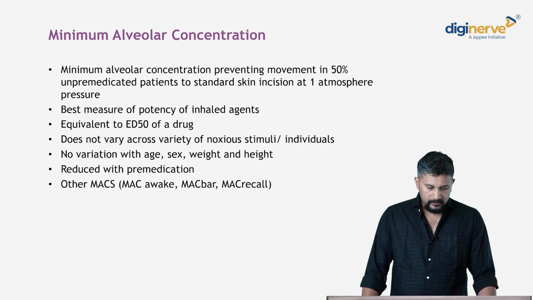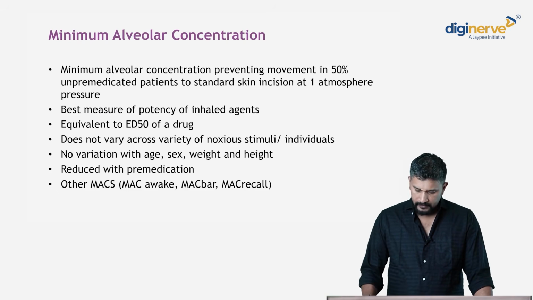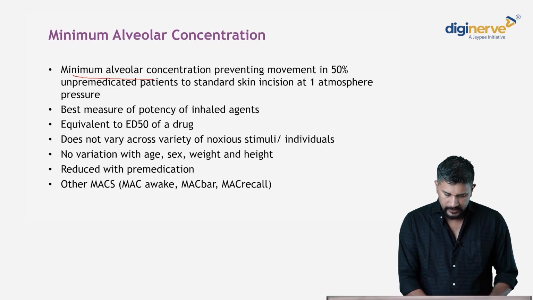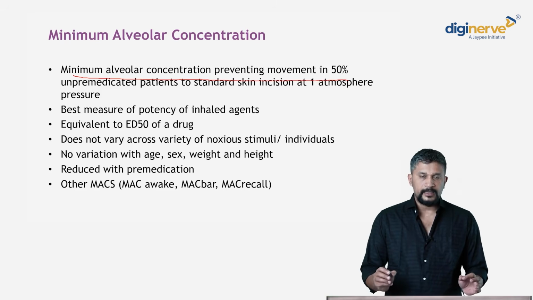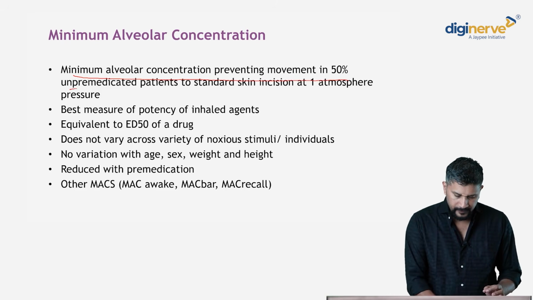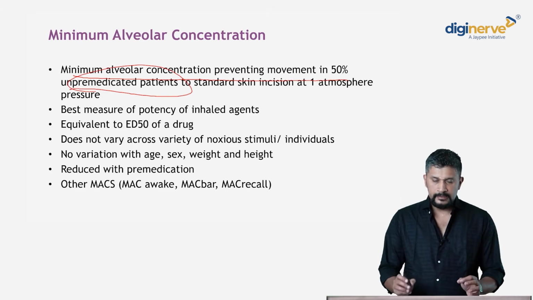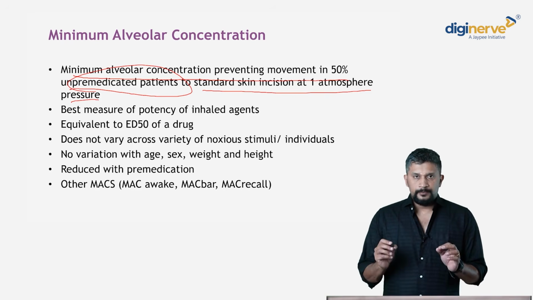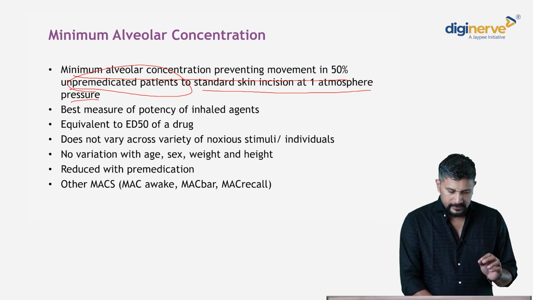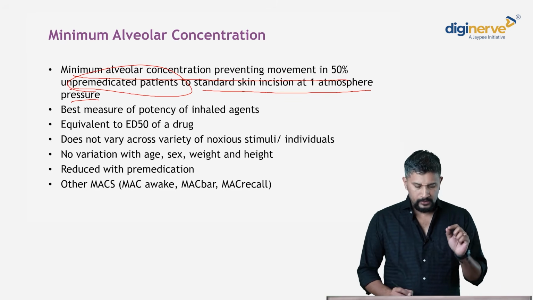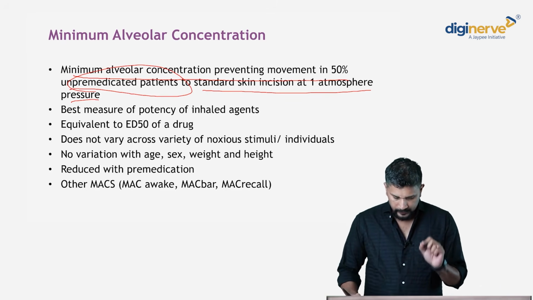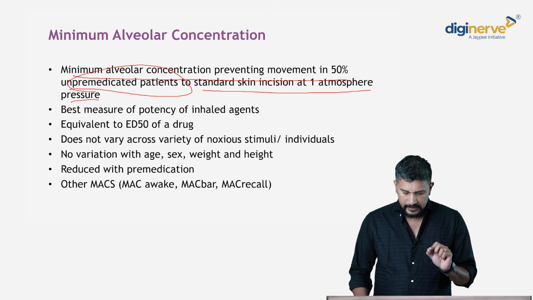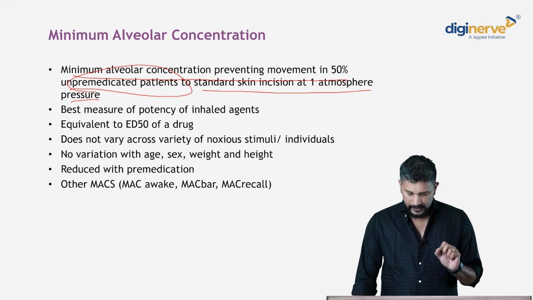Next, we shall look at the minimum alveolar concentration. Now, what is the minimum alveolar concentration? This is nothing but the concentration of the gas which prevents movement in 50% of unpremedicated patients to a standard skin incision taken at 1 atmosphere pressure. So the important points we need to remember are that it is an unpremedicated patient, you're looking at the motor response to a skin incision, and you take it at 1 atmospheric pressure or at sea level. So these are the things that we need to remember.